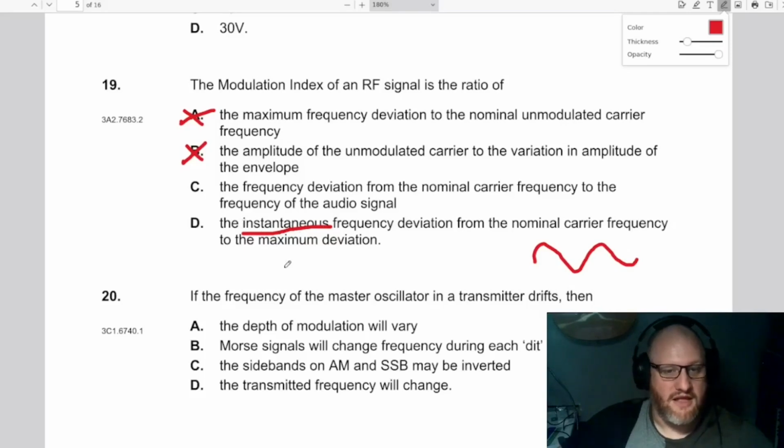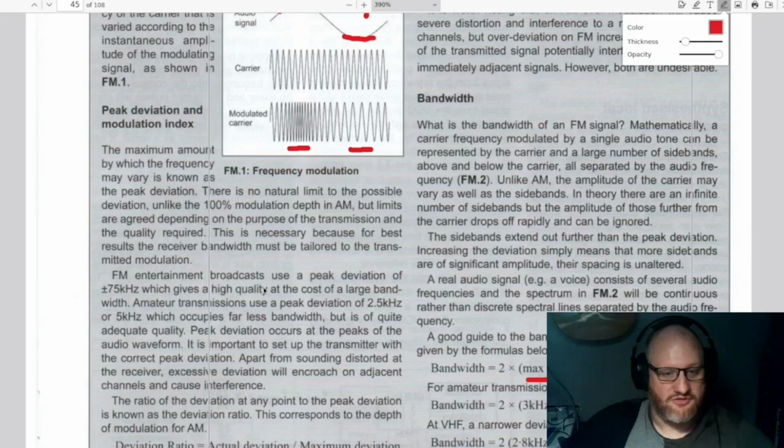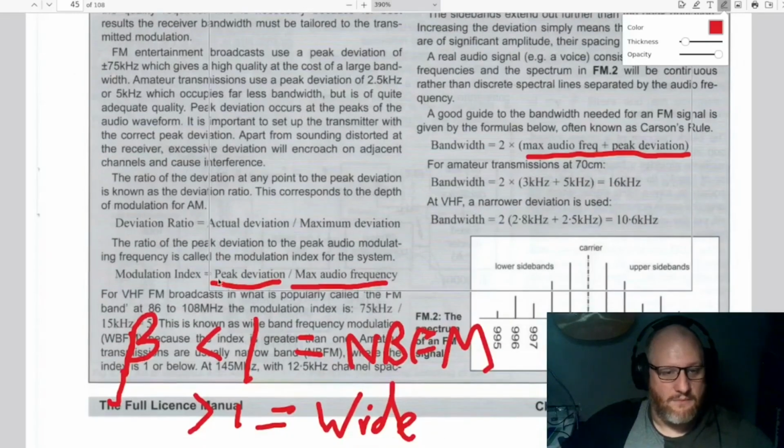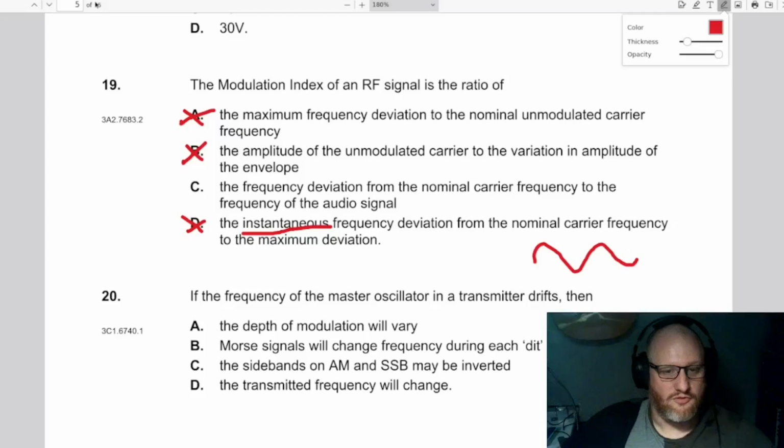We typically talk about the overall maximum frequency deviation, not the instantaneous frequency deviation, so we'll scratch that one out. Instead, we're talking about the frequency deviation from the nominal carrier frequency to the frequency of the audio signal. Let's cross-check that again. Peak deviation over max audio frequency. We're going to go with option C here.